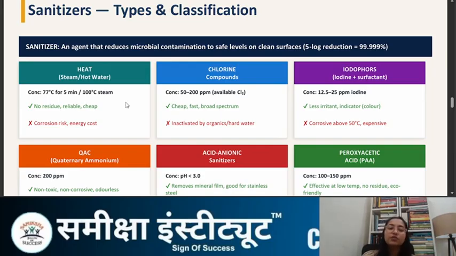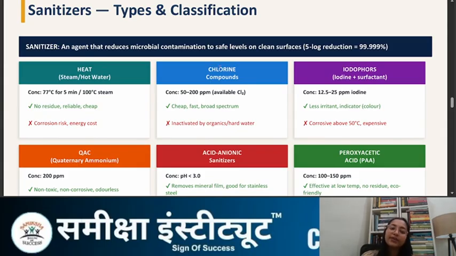First is heat. Basically we are using steam and hot water at a temperature of 77 degrees Celsius for 5 minutes, or 100 degrees Celsius steam. What will happen? It will not leave any residue. These are the advantages, because it does not leave any residue. It is reliable, very cheap, an economical, cost effective method. But sometimes it leads to corrosion, because it will corrode our equipment. It will also lead to energy cost, because we need to use direct steam. So sometimes energy cost will be incurred.